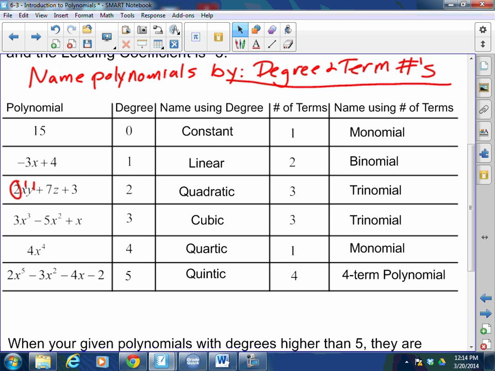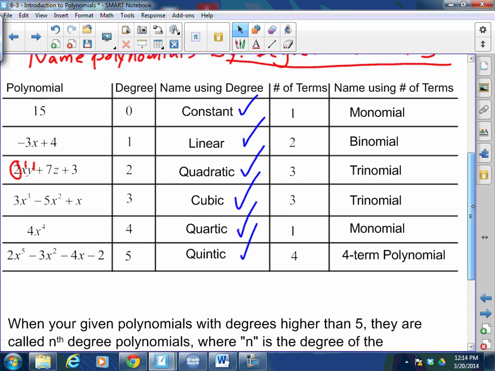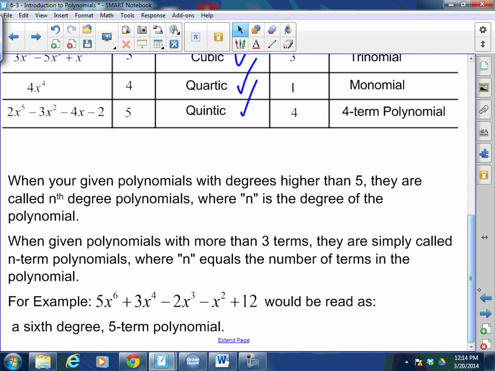these names you have to memorize. 0 degree, constant. First degree, linear. Second degree, quadratic. Third degree, cubic. Fourth degree, quartic. Fifth degree, quintic. What happens with degrees higher than 5? Easy. When you're given polynomials with degrees higher than 5, they are called nth degree polynomials, where n is the degree of the polynomial. Okay?